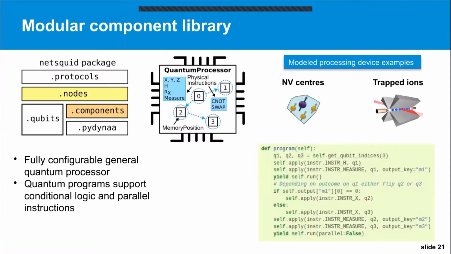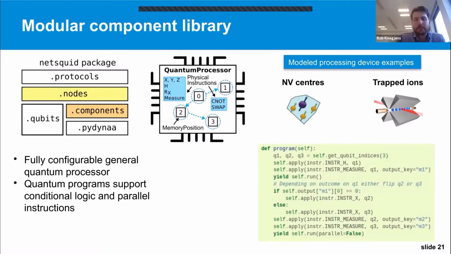Thanks. Yep. And then zooming in on the most complicated general component we have, which is the quantum processor. This is a quantum memory in that it has different positions that can store qubits. But it adds to that the ability to configure also instructions.